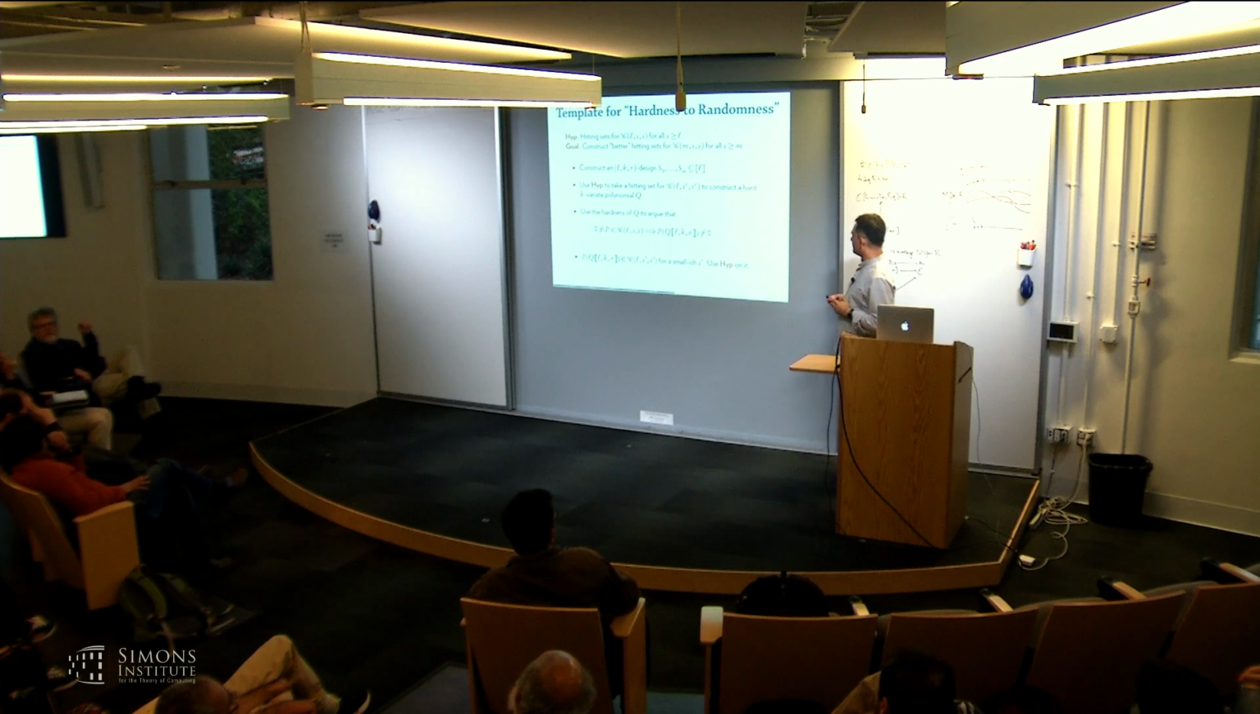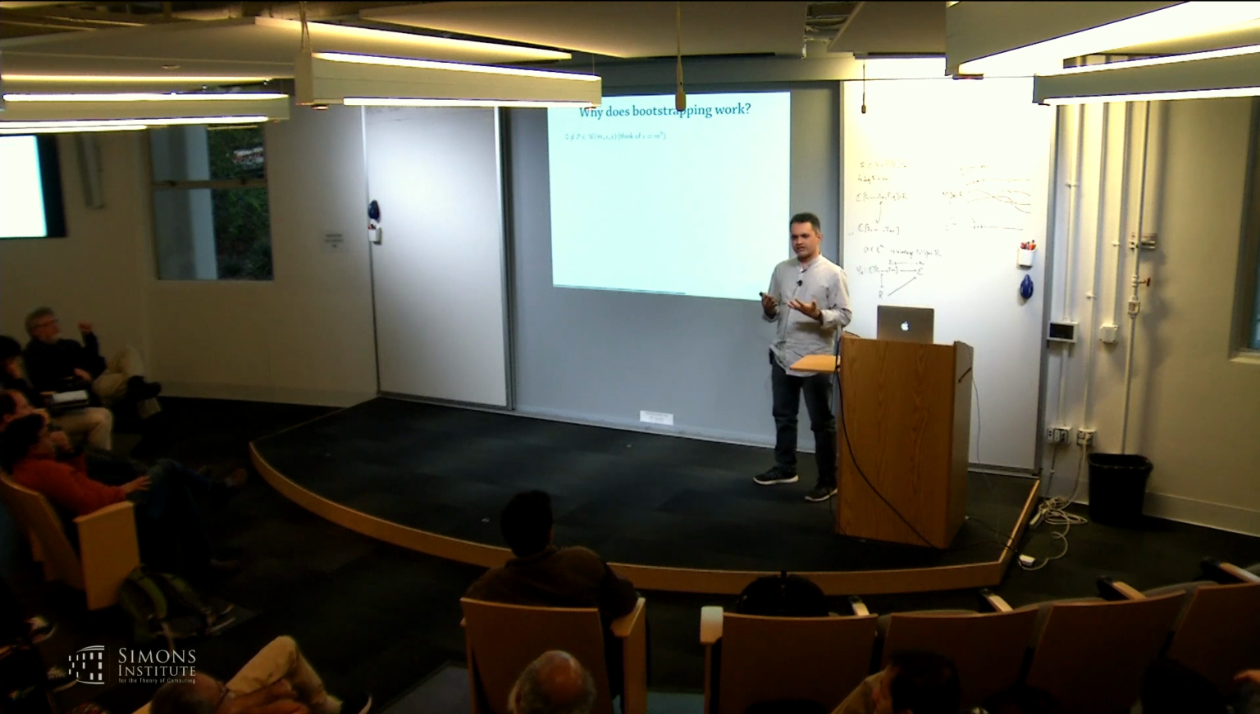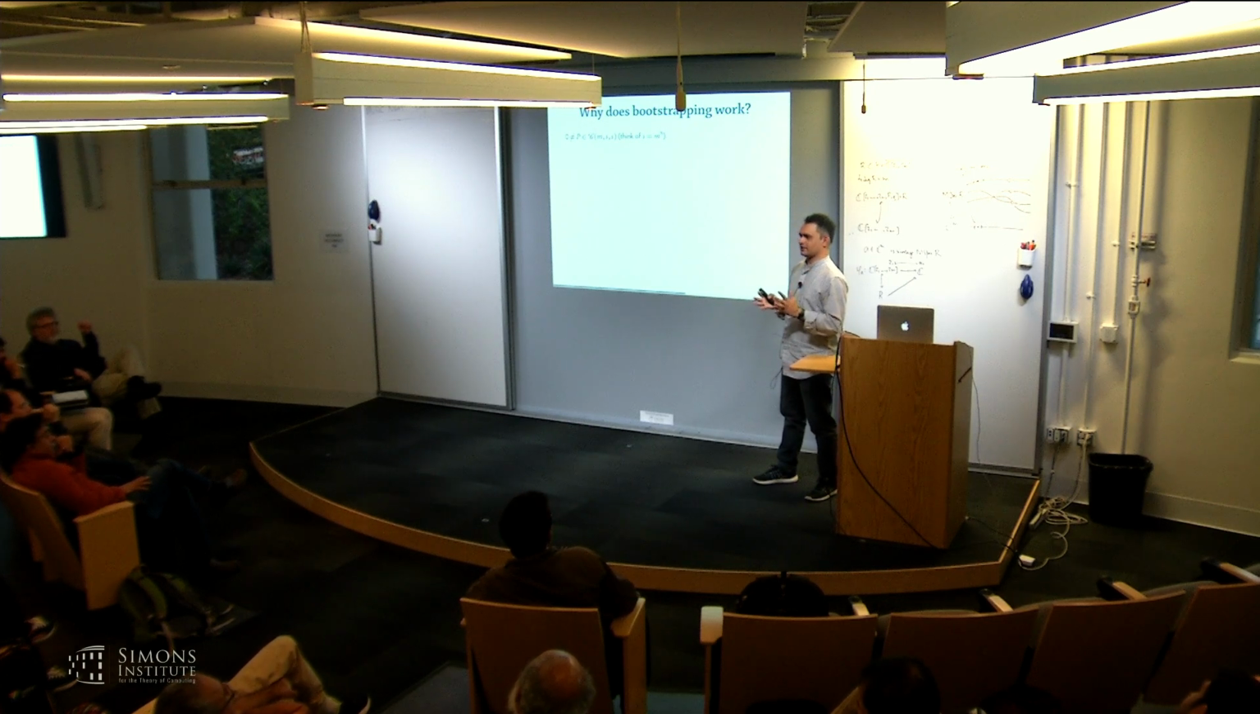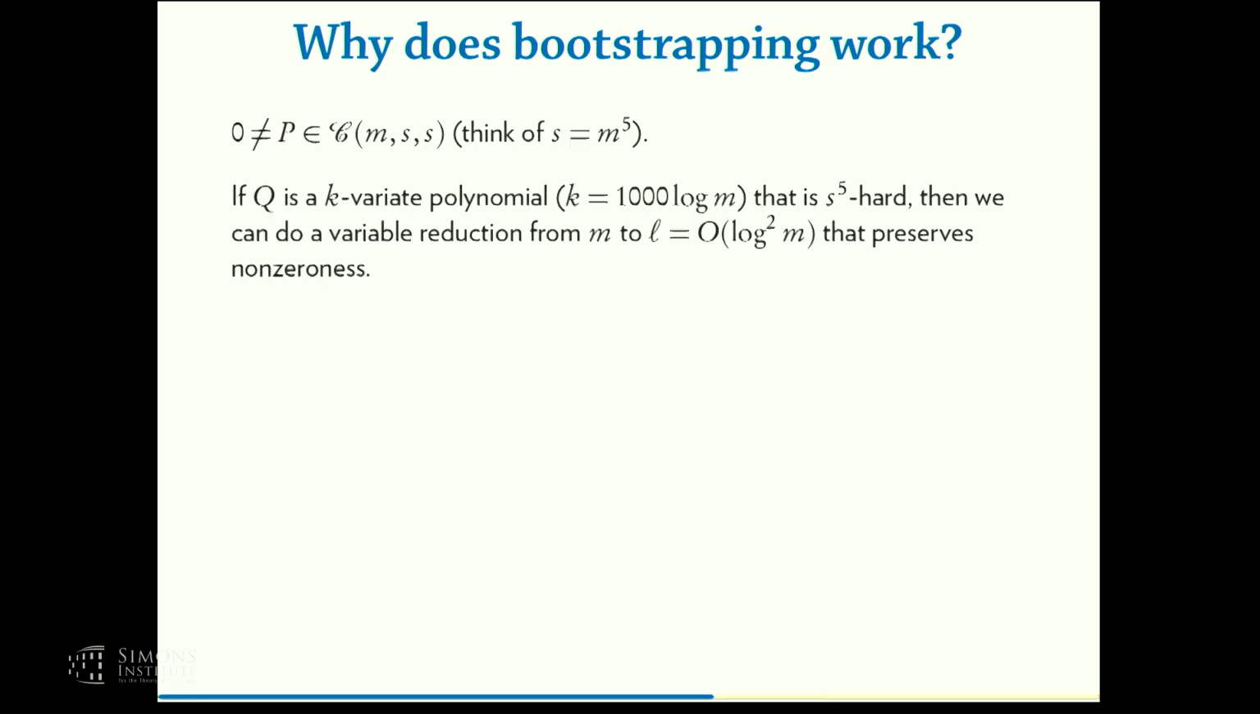Good. Okay. So let me talk a little bit about why bootstrapping works. I mean, this seems like something weird is happening. Like we're just getting something for free, and I want to talk a little bit about it. So let's start with the regime when you want to do PIT for a poly-size circuit. That is, you start off with a circuit which is something like m^5 size. For this, what you would have to do is find a k-variate polynomial where k is of order log m, which is reasonably hard, so that you can do a variable reduction from m variables to something like log squared m variables. This is what you would want to do.